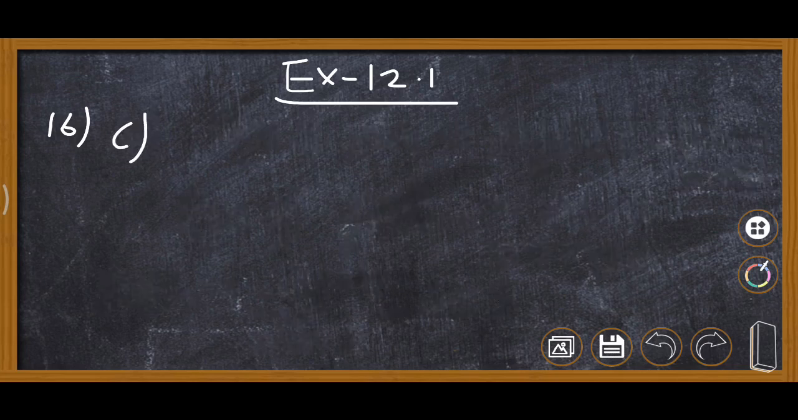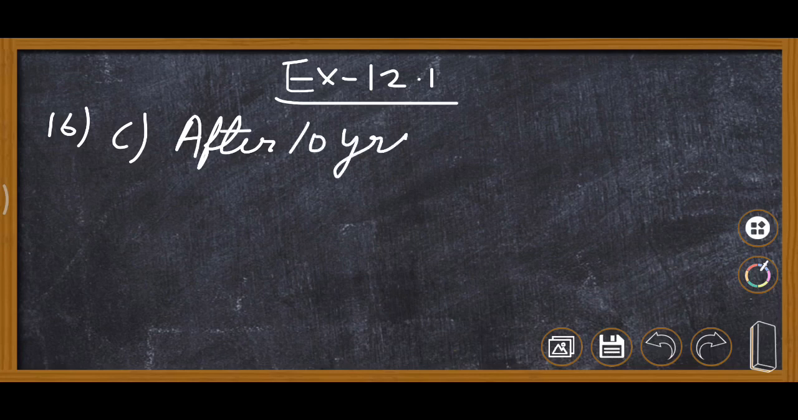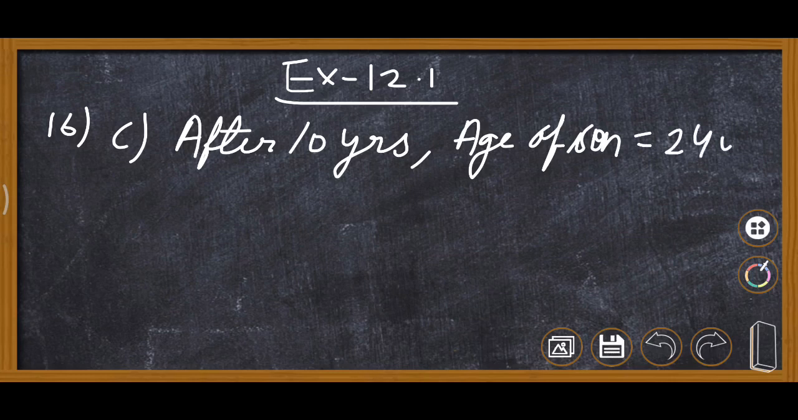This is question number 16c part, age of father after 10 years to the age of son after 10 years. So here we will calculate both ages after 10 years, age of son and age of father. So age of son after 10 years, now the son is 14 years old. So after 10 years he will be 24 years, 14 plus 10, it is 24.